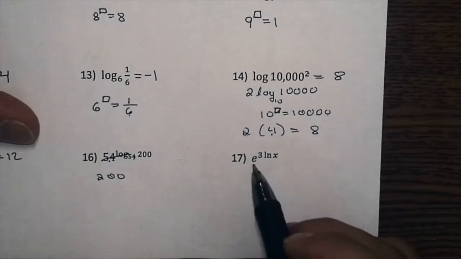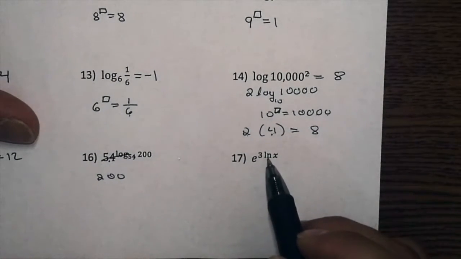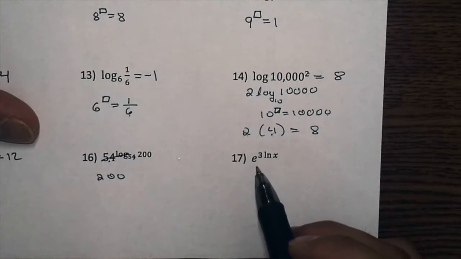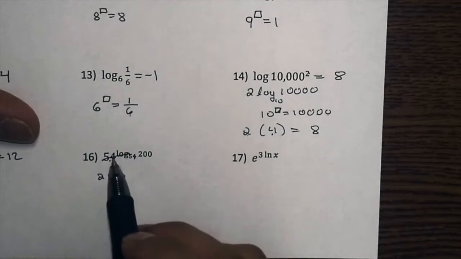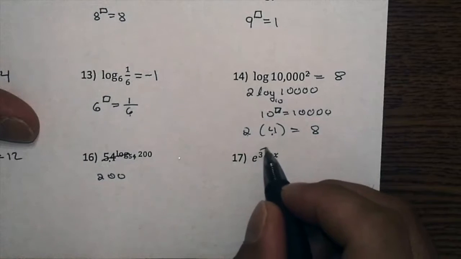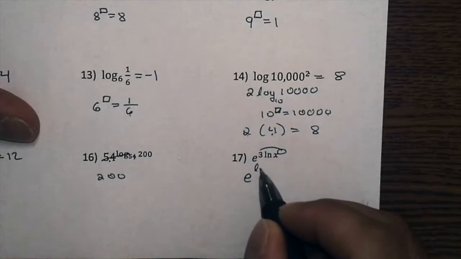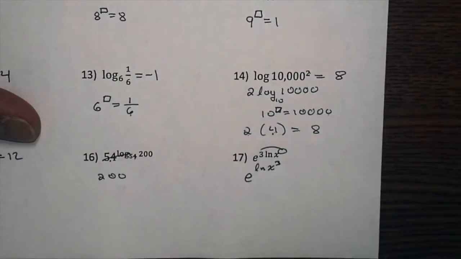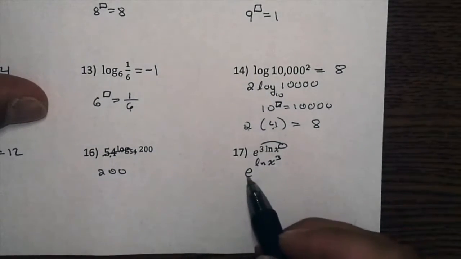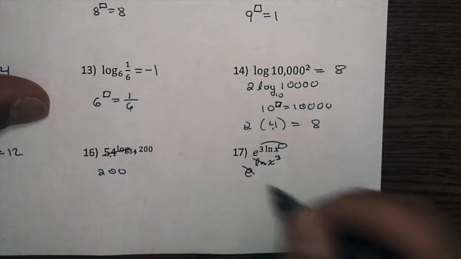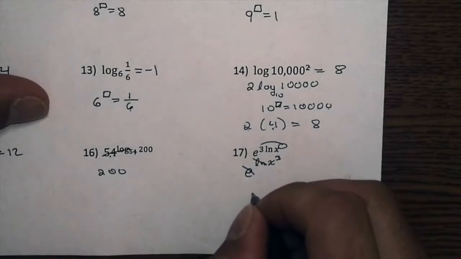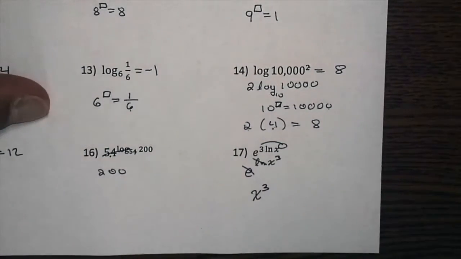Now a very similar thing happens in 17. But we want the e, so remember that natural log has a base of e. Just like these had the same base. So what we want is this 3 to come up here first. So we have e to the power of natural log x to the third. Now e and natural log will cancel since that's the same base, and we're just left with x to the third.